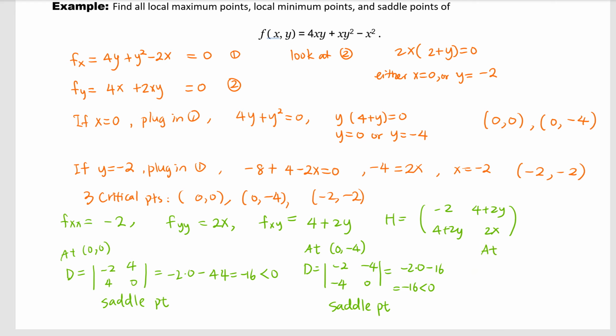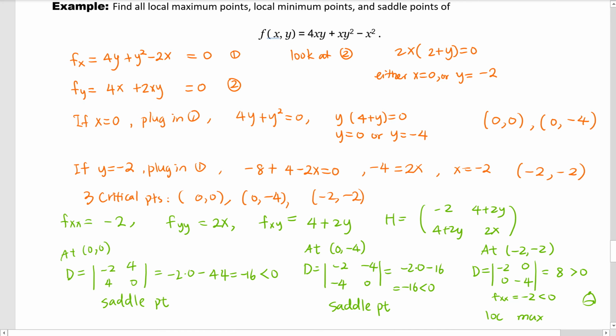Okay, last point at (-2, -2). Well, then D is negative 2 times (4 minus 4, which is 0), and 2x is now minus 4, right? So minus 2 times minus 4 is 8. 8 is positive, but fxx is minus 2, negative. So it's like a bowl shape, but it's open down, it's concave down. So we get a local maximum in this case. So far so good, everybody?